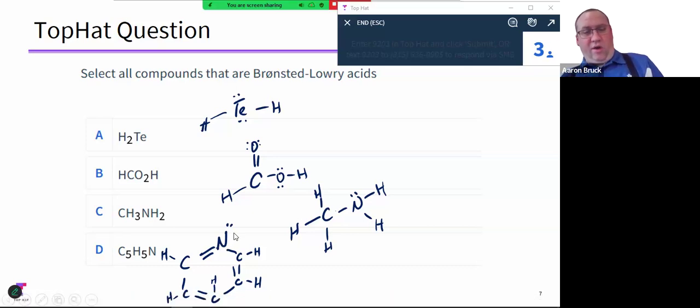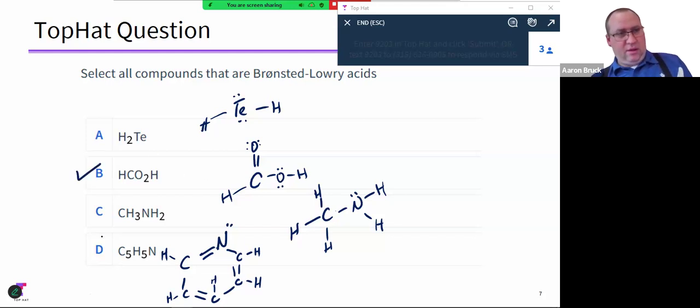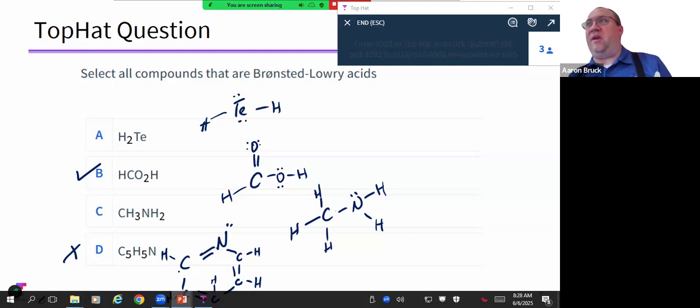Well, there are no hydrogens bonded to this nitrogen. Nitrogen is the only electronegative element on there. So B is definitively correct. D, there's no way it could be correct.